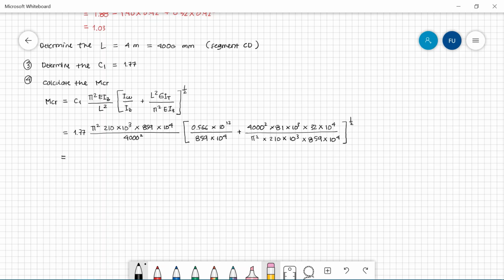So we got 588 times 10 power 6 Newton millimeter, and so it is 588 kilonewton meter.